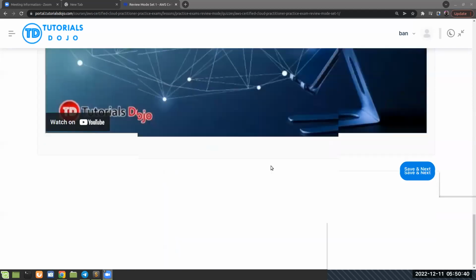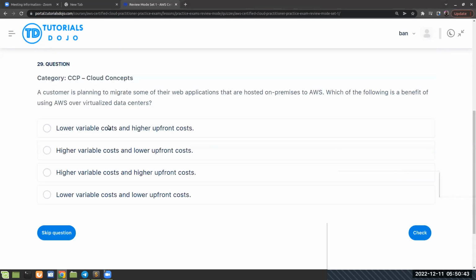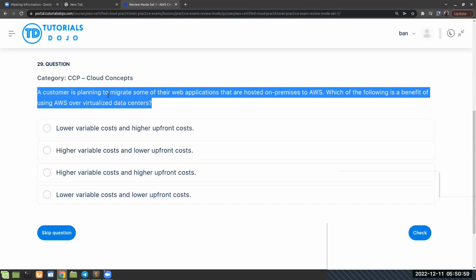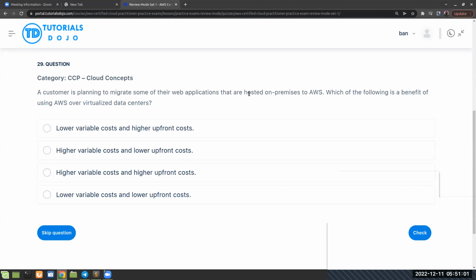Okay. So the next question is back to you, Maureen. A customer is planning to migrate some of their web applications that are hosted on premises to AWS. Which of the following is a benefit of using AWS over virtualized data centers? So what is the benefit? So someone is planning to move web applications hosted on premises. We're looking for a benefit of using AWS over virtualized data centers. So those are the key things.